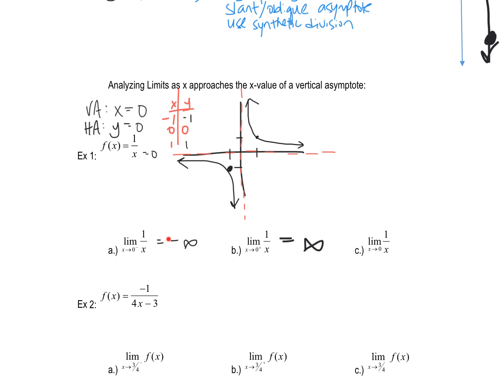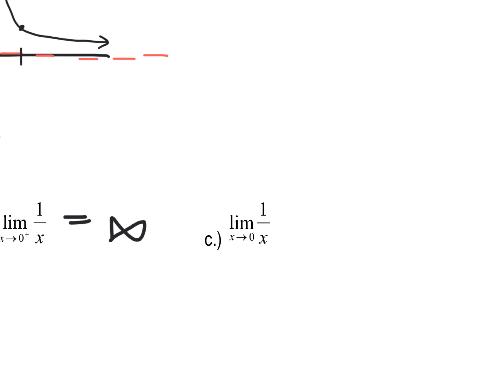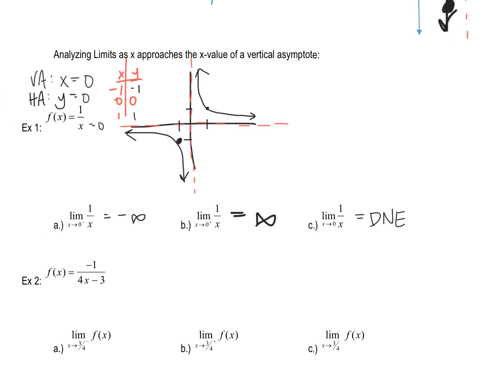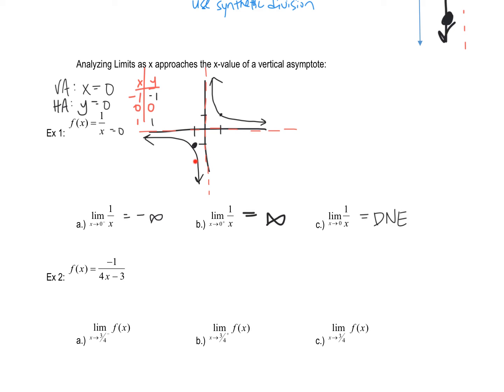This side was approaching negative infinity. This side was approaching positive infinity. Since those are not the same, the limit does not exist. My hands do not meet. One hand is going down forever, one hand is going up forever. My hands don't meet, that means it just does not exist.